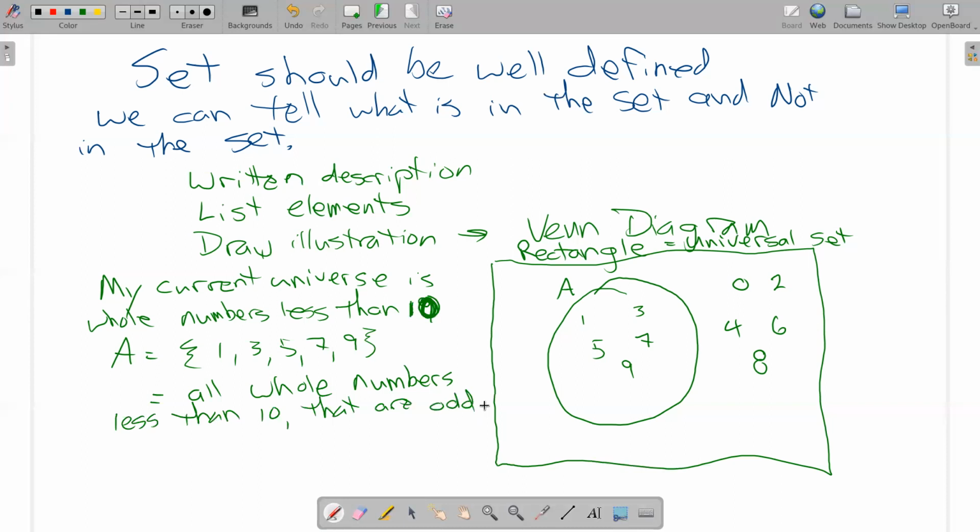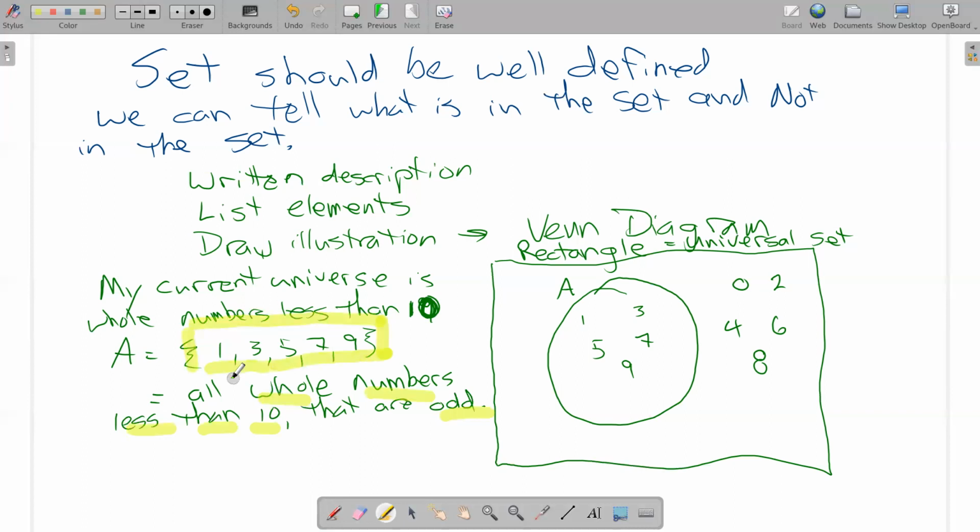Now, for someone to understand my set, to agree what's in the set and what's not, they would have to understand a couple of things. So there has to be that mutual agreement. They would have to know what I mean by whole numbers. They would have to know what I mean by less than 10, and they would have to know what I mean by odd. And if they're not sure of any of those things, I would have to find a way to tell them what a whole number is, tell them what it means to be less than 10, tell them what it means to be 9, or just say, oh, it's these right here.